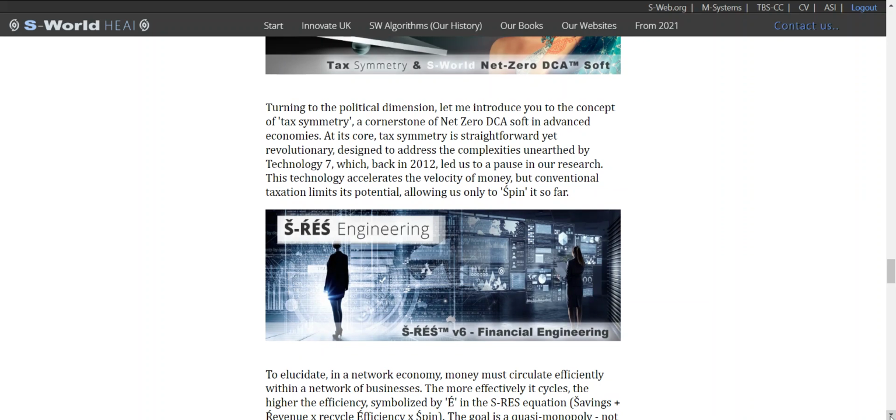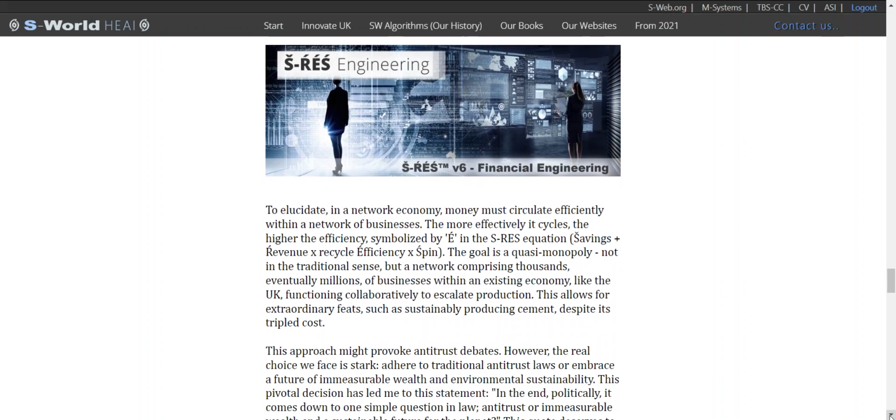At its core, tax symmetry is straightforward yet revolutionary, designed to address the complexities unearthed by Technology 7, which back in 2012 led us to pause our research. This technology accelerates the velocity of money, but conventional taxation limits its potential, allowing us to spin it only so far. For more on this, go to the bottom, read the S-Res books. That's a GPT word I like, to elucidate.